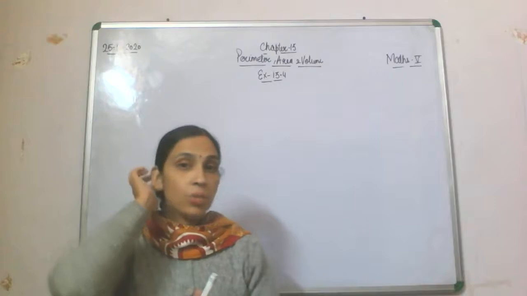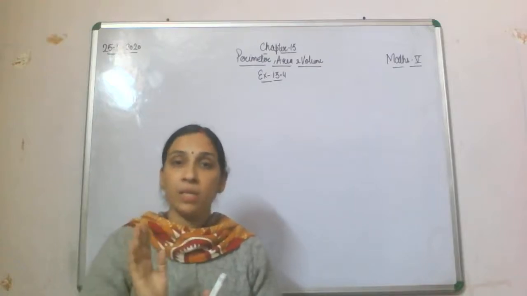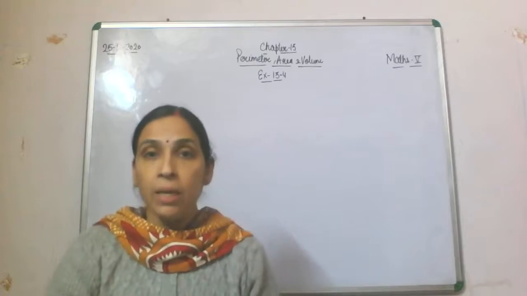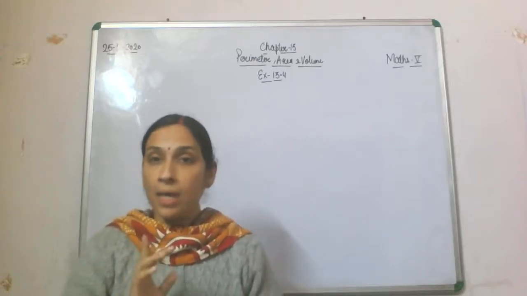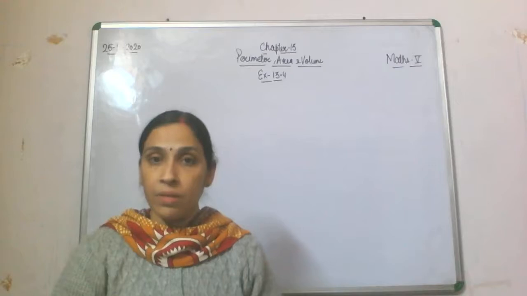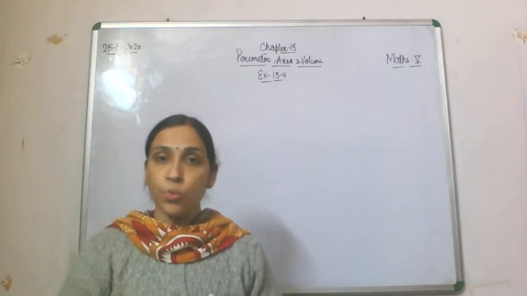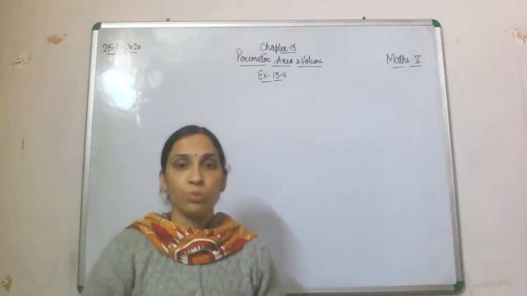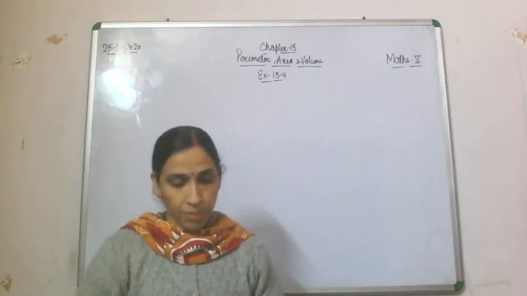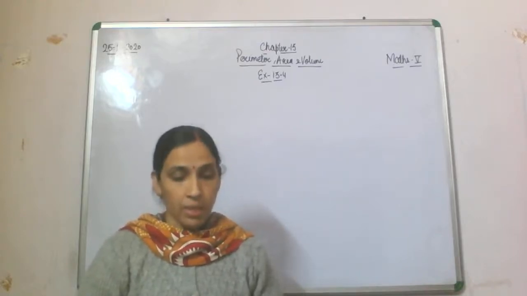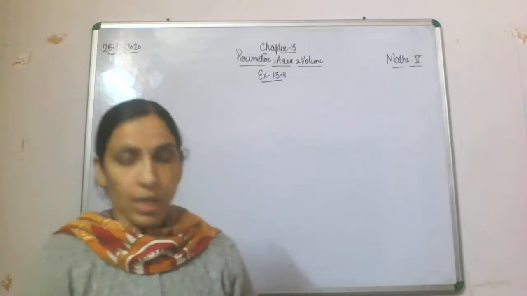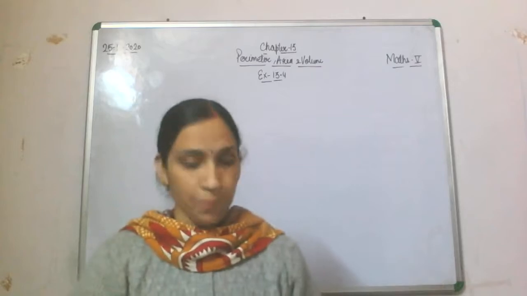Because in this you have not been given the shape, but length, breadth and height are given, and it shows that you are supposed to multiply the length, breadth and height. So children, let's start question number 9.